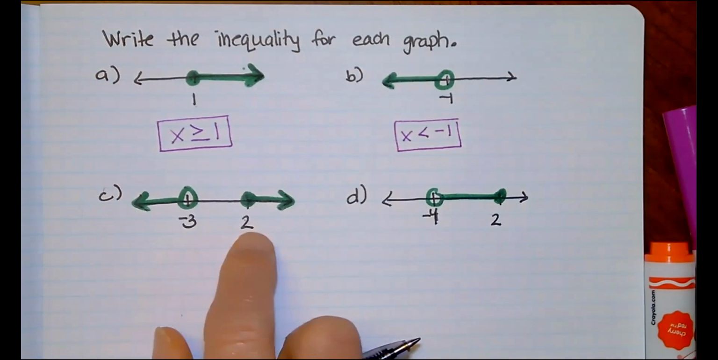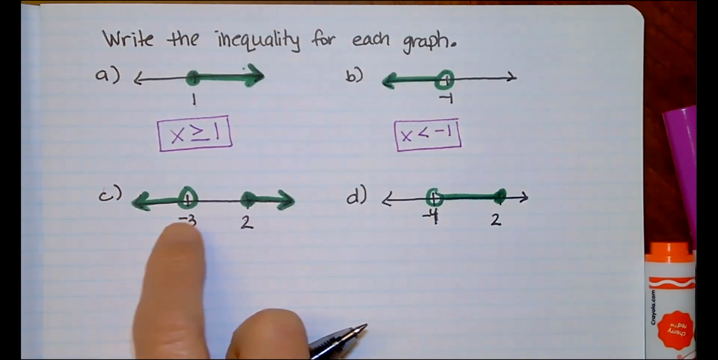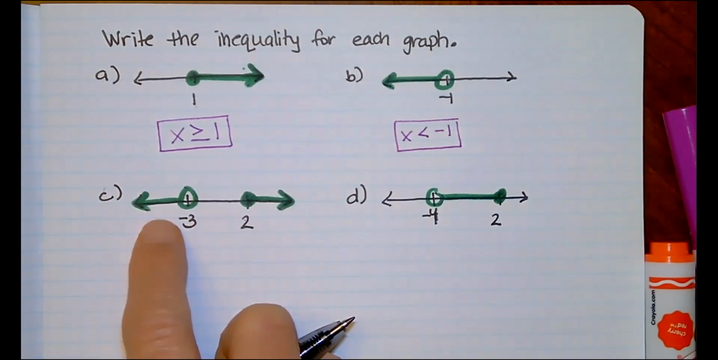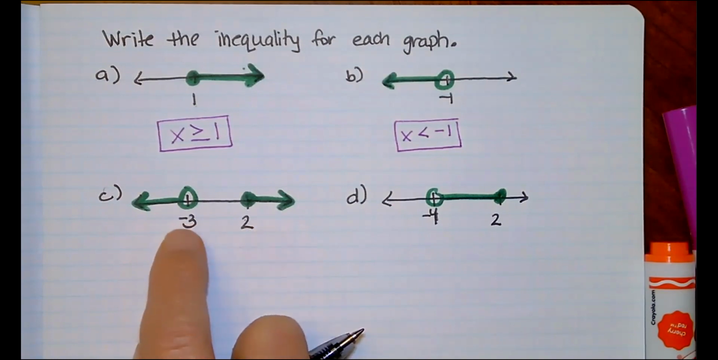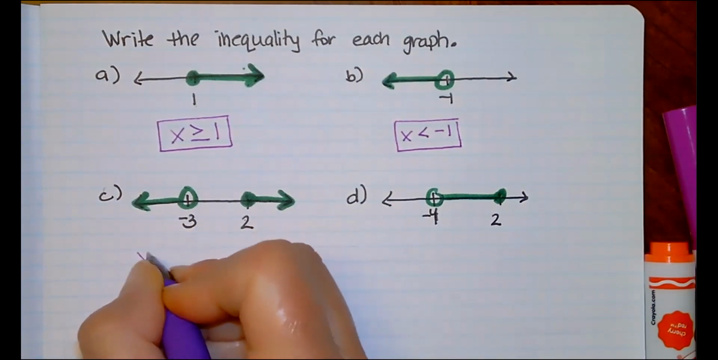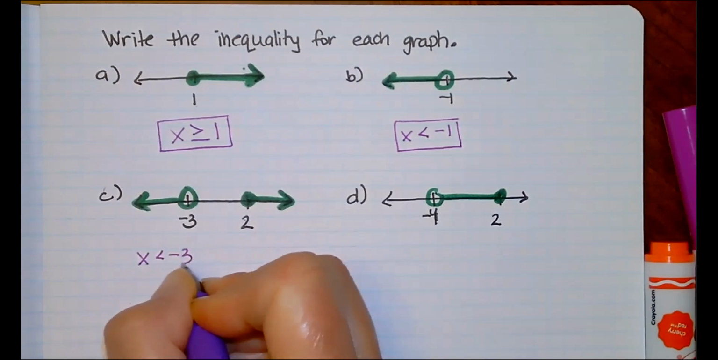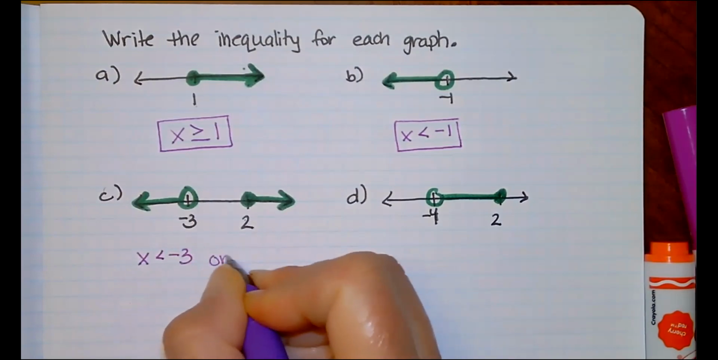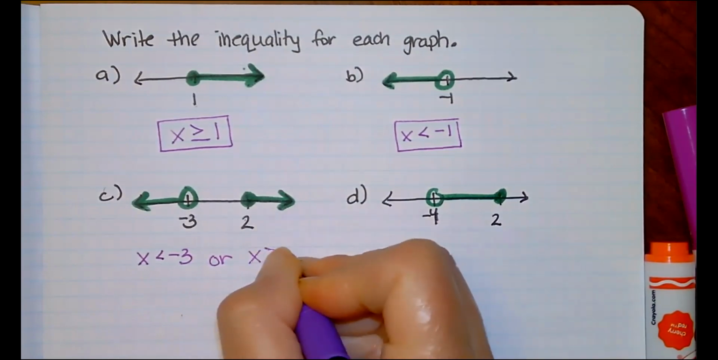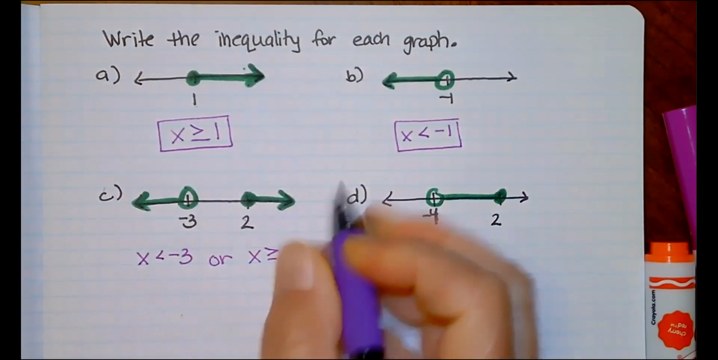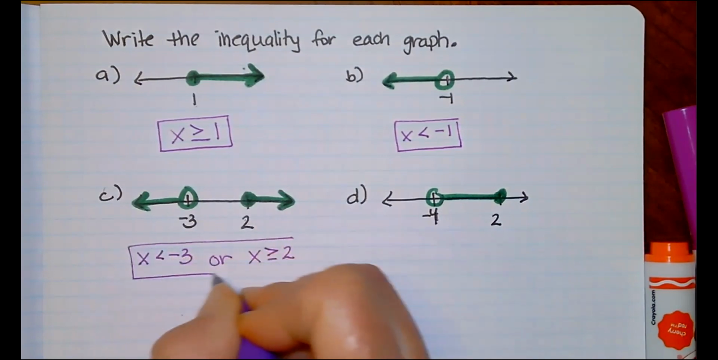Now on C, we have 2 different pieces on the same graph. So I'm going to define one, and then I'm going to use the word or in between. I'm going to define the second one. So this one here, this is going to be X is less than -3, or, and you need the word or here, this one's going to be X is greater than or equal to 2. And that's your answer.